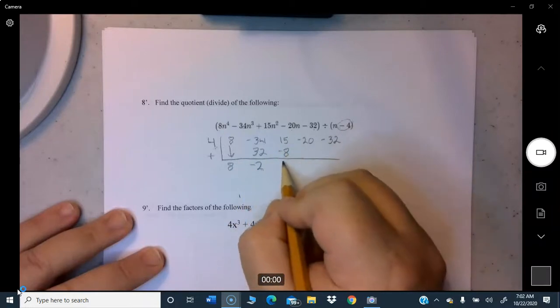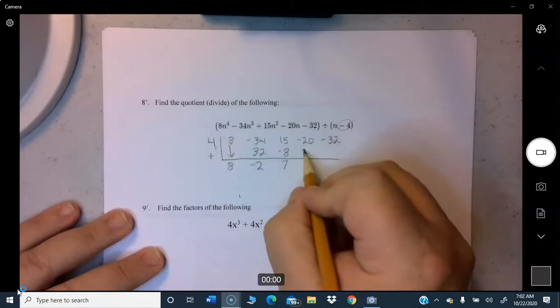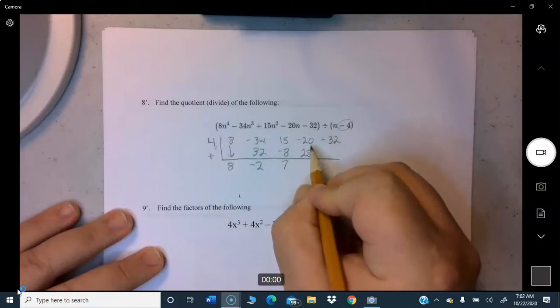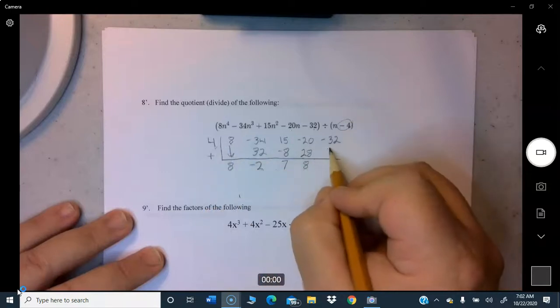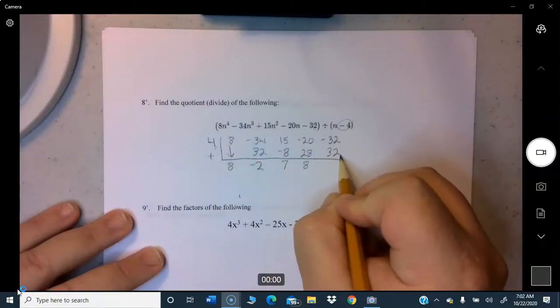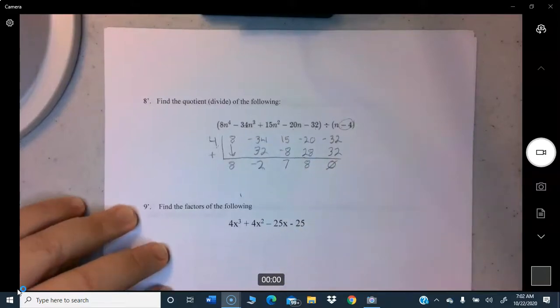15 minus 8 is 7. 4 times 7 is 28. Negative 20 plus 28 is positive 8. 4 times 8 is 32. It's positive 32. This comes out to be 0. It means there's no remainder when that last number is 0.